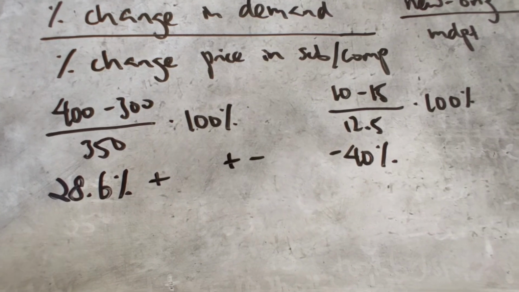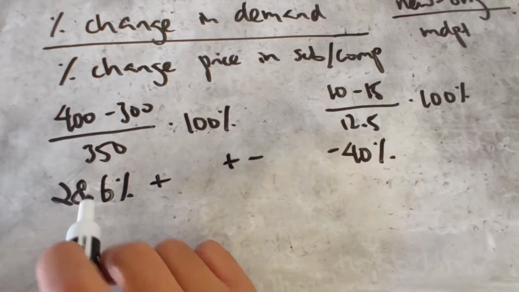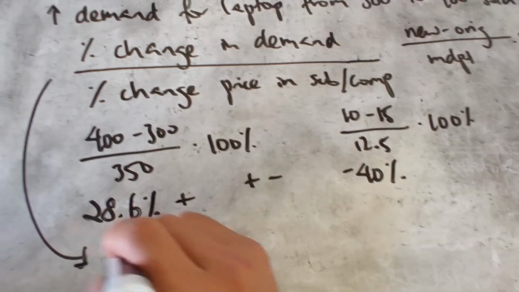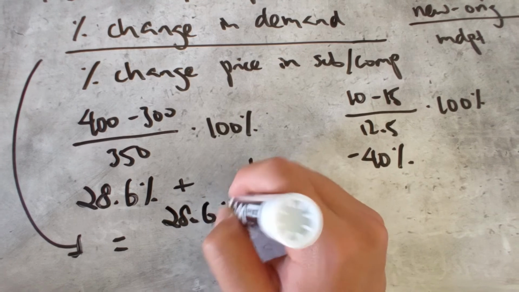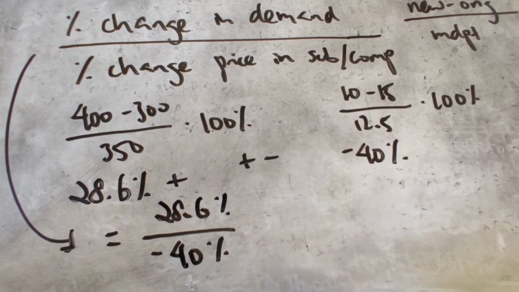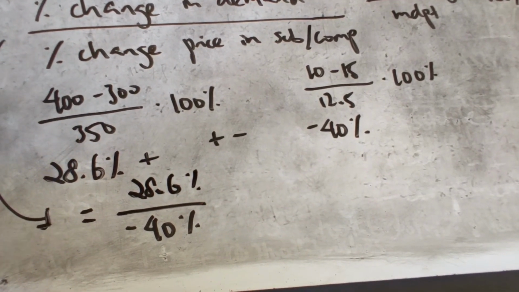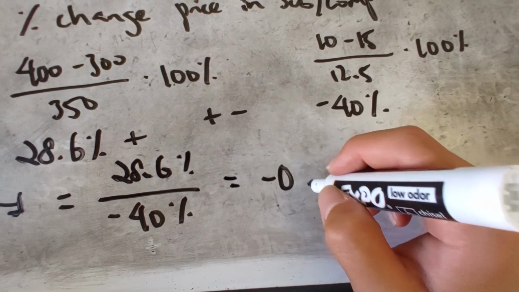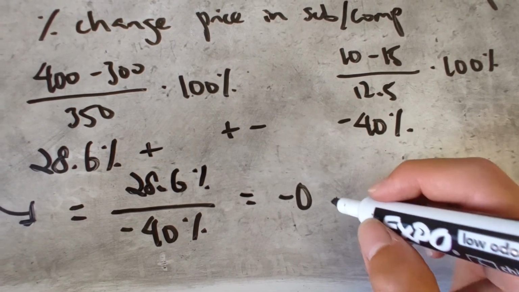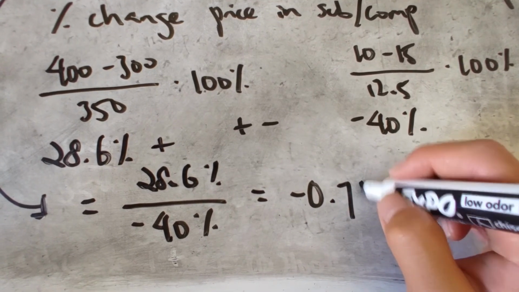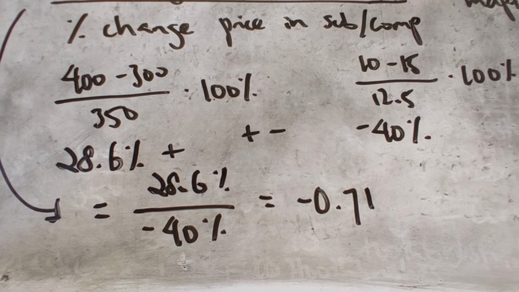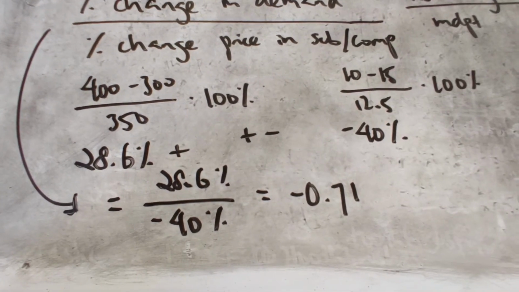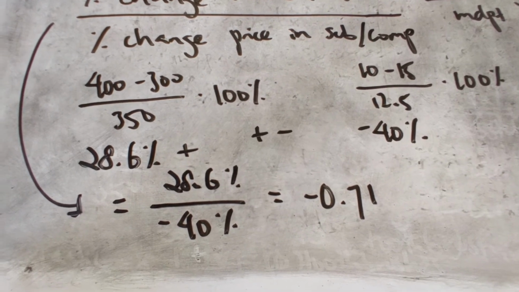So now that we have the two percent changes, the demand and the price, let's find the elasticity. It'll be 28.6% over negative 40%, and that will result in an elasticity value of negative 0.71. So normally elasticity values are positive, but in this case we're trying to figure out whether it's a substitute or a complement. And because it's negative, it is a complement.